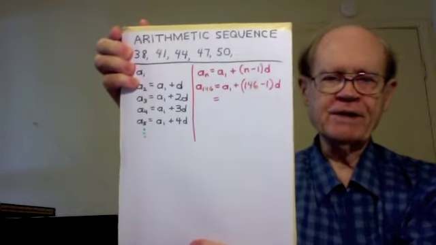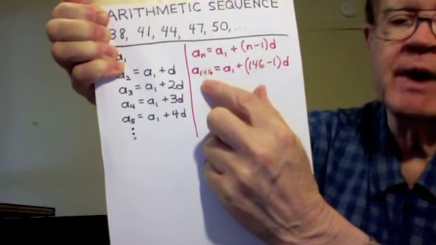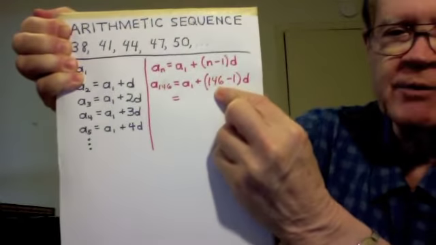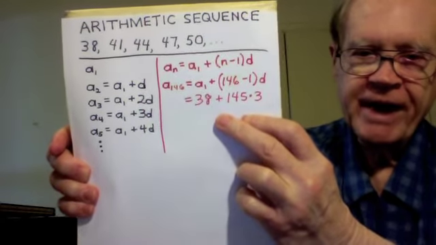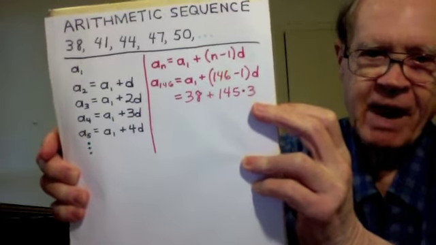But now I can use that formula to find some term in the sequence that is far, far from the beginning. Suppose I want to find the 146th number in the sequence 38, 41, 44, 47, 50, and so on. So using this notation, I'm looking for A with the subscript 146. By the formula, it equals A1 plus 146 minus 1 times D. Well, A1 is 38, 146 minus 1 is 145, and D, the common difference, is 3.